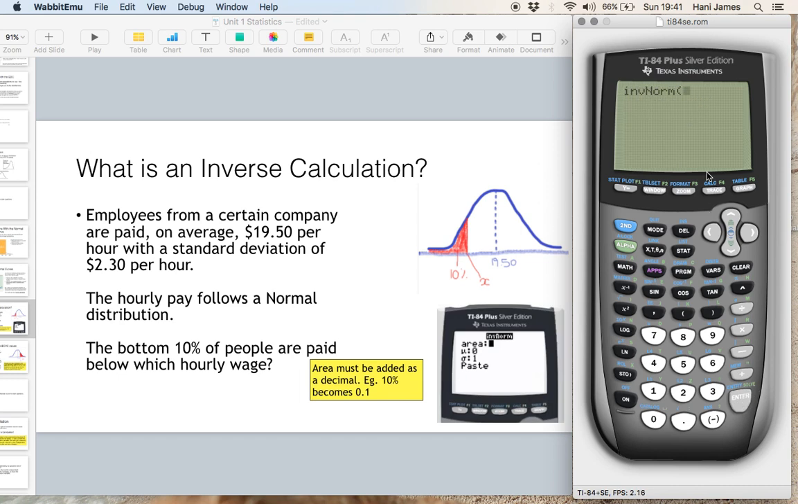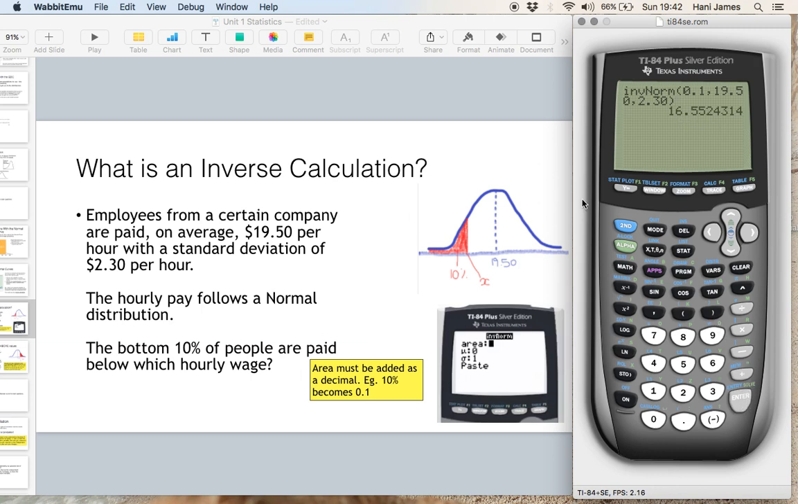Okay, so remember, we need to do area as a decimal. So I want the bottom 10%, 0.1. Put a comma. I then need to put in the mean, and the mean is 1950, and another comma. And then I need to put in the standard deviation, 230. Close up the brackets and hit enter.